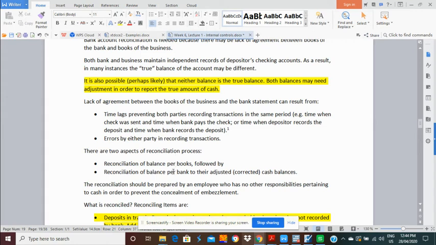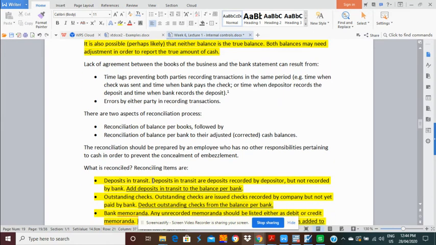So there is reconciliation using bank information and then reconciliation using book information. So, deposits in transit. We made a deposit to the bank, but the bank did not record it. So therefore, which side should we adjust, the books or the bank balance? Of course, the bank balance. So we add this deposit in transit.